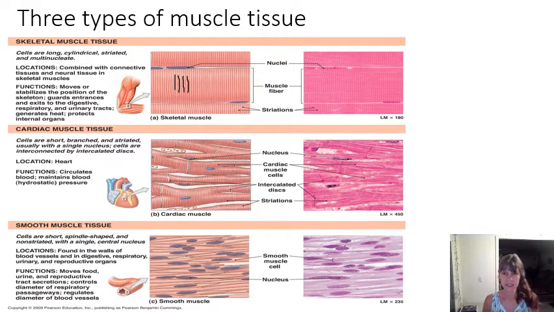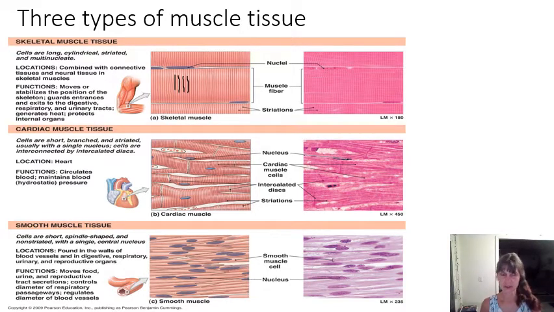Skeletal muscle is striated, it is multinucleated, and it is voluntary. That means we have to generate a thought in order for skeletal muscle to go into action. If I want to walk backward, I have to generate the thought to walk backward. Same thing if I want to walk forward, if I want to raise my hand.